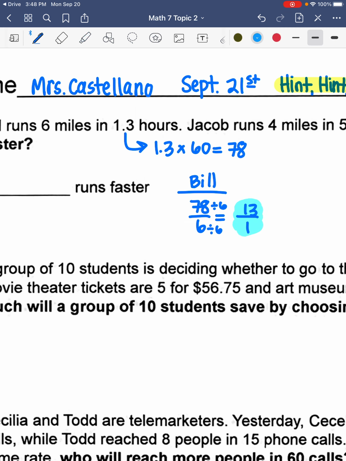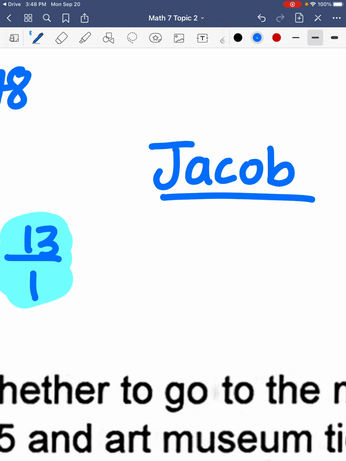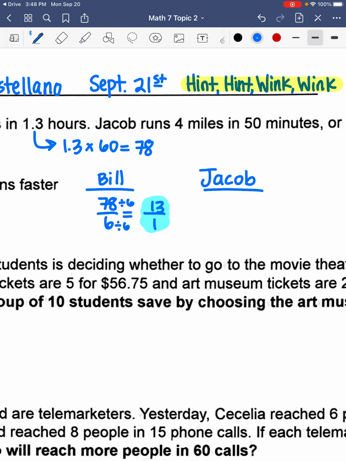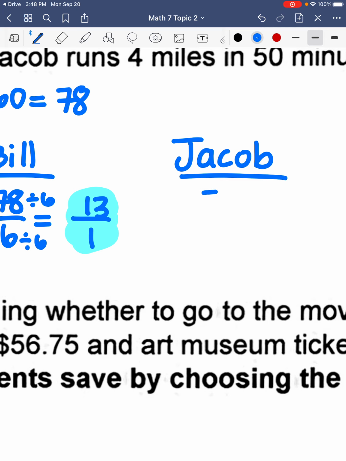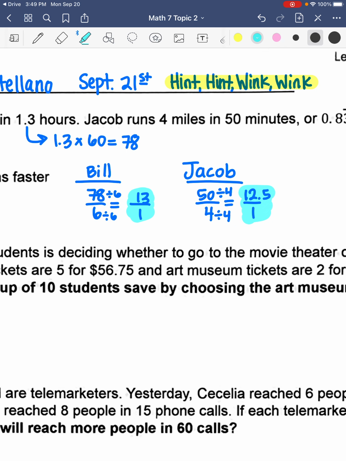Okay, now let's talk about Jacob. Okay, so it tells us that Jacob runs 4 miles in 50 minutes. So put our time on the top and our number of miles on the bottom. So I want to know, how fast does he run just 1 mile? Well, to go from 4 to 1, I'm dividing by 4. So I'm going to do the same thing on the top. And 50 divided by 4, when I put that into my calculator, I get 12.5. So Jacob runs 1 mile in 12 and a half minutes.